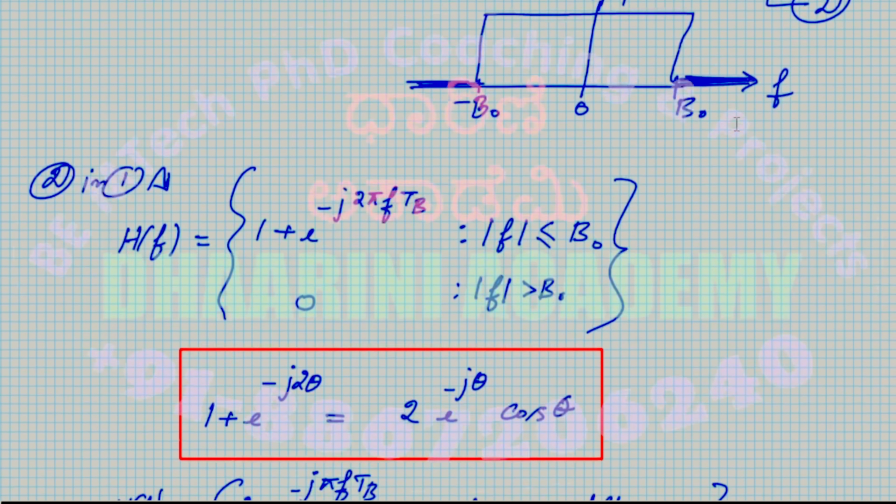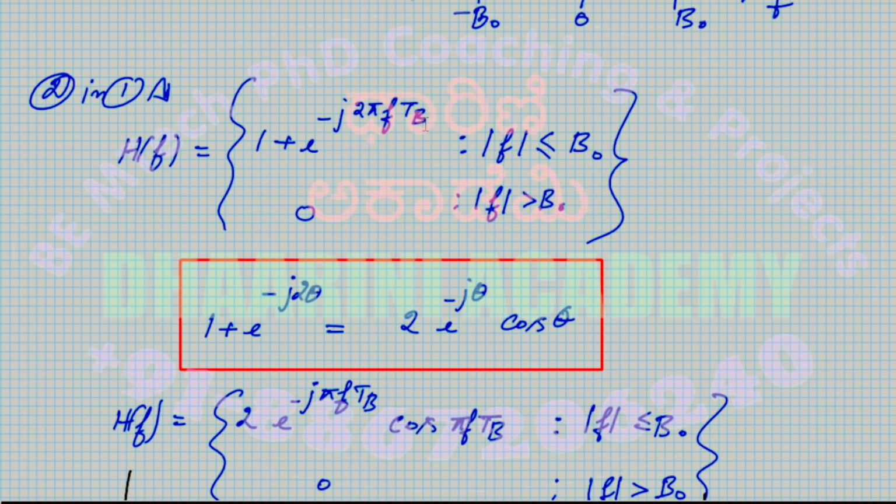So that means I'm going to get the H of f in the following format. Only whenever the Hc of f is 1, you get the H of f. Otherwise, it is 0, right? So the same condition we apply, magnitude of f is lesser than or equal to b naught. This is the value, 1 plus e to the power minus j 2 pi f tb. Otherwise, if magnitude of f is greater than b naught, it is equal to 0. That is the H of f.